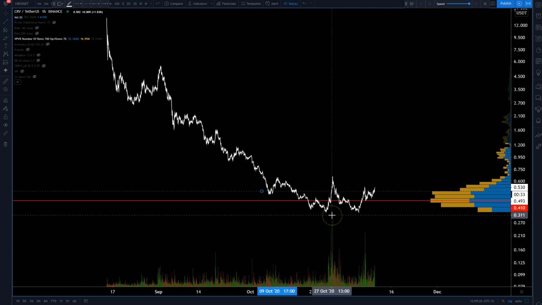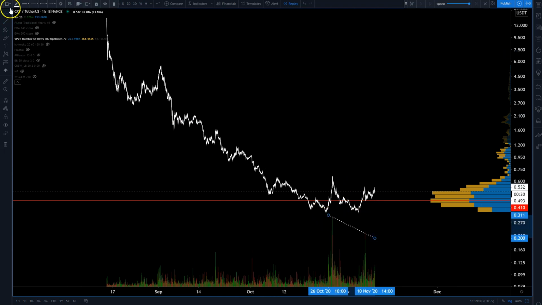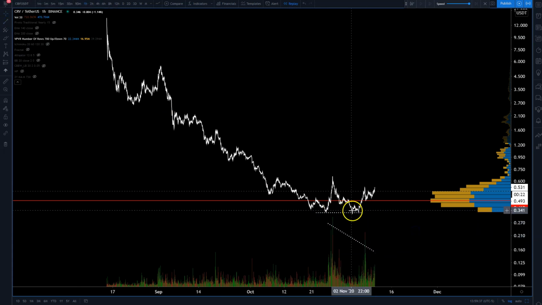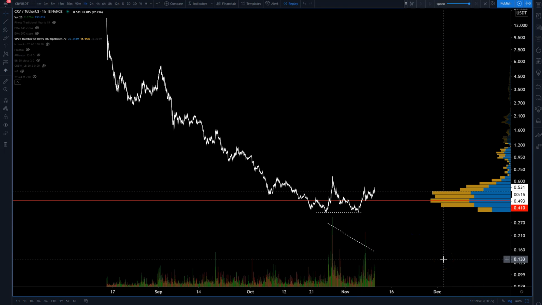Another thing you can see here is there was arguably a divergence on volume. In this case, bullish divergence: a second equal low on less volume. And I'll do a separate video on divergences probably next week.